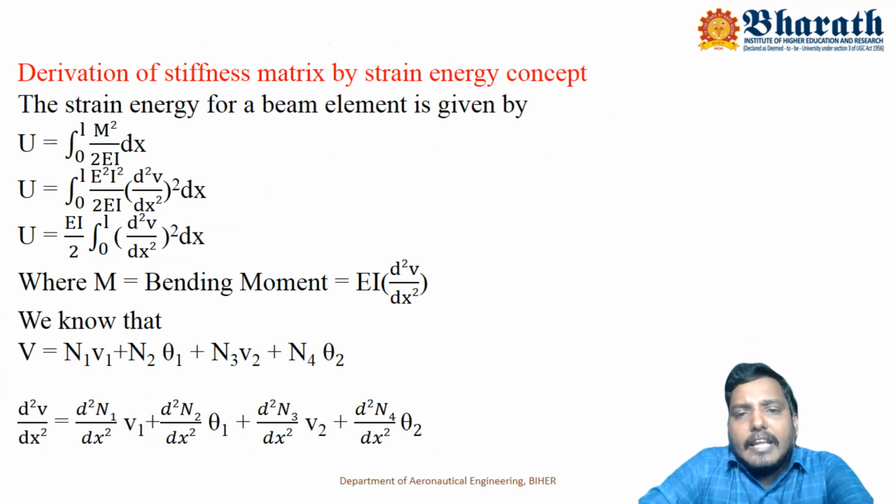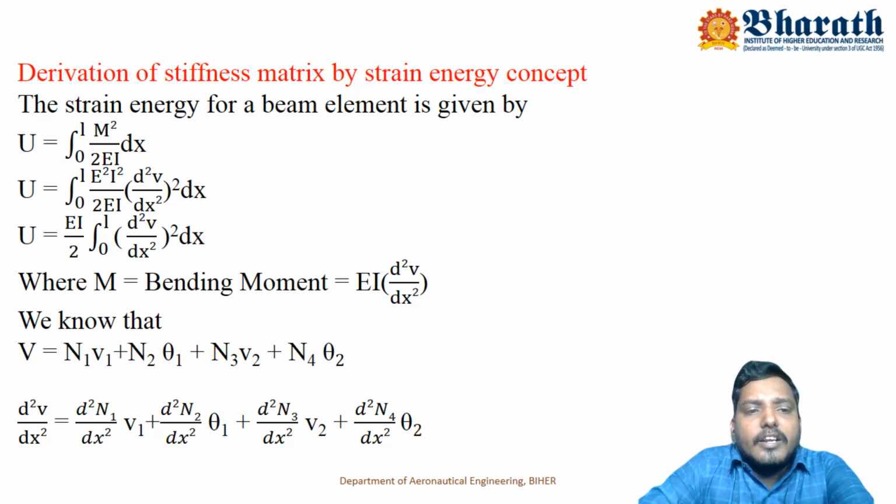Maybe we can use the Galerkin approach, or maybe we go for the strain energy concept. Since a beam is a structural member, we can easily formulate the strain energy approach. Therefore, in this lecture, we will go along with the strain energy concept. The strain energy for a beam element is given by U is equal to integral 0 to L of M square by 2EI into dx, where M is nothing but the bending moment. We define M equal to EI into d square v by dx square.